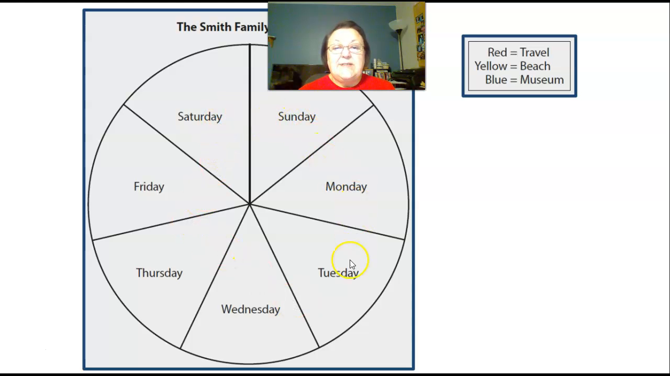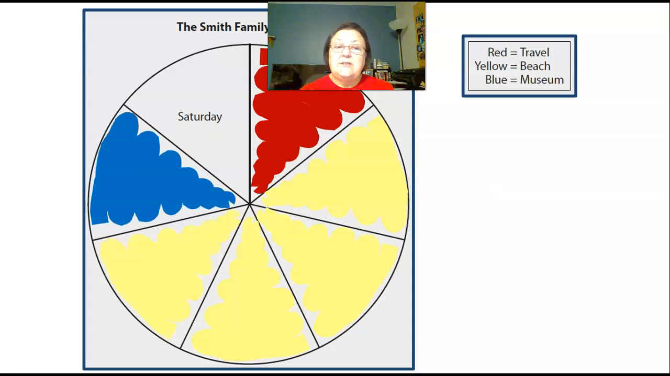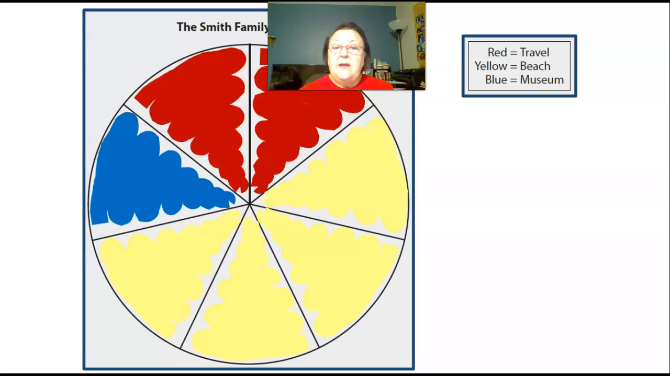They were gone for 7 days. And let's see. Well, it looks like one day they traveled. One day they were at the beach. Another day at the beach. So they spent 3 out of the 7 days at the beach. Oh, 4 out of 7 days. And then it looks like they went to the museum and again another travel day.